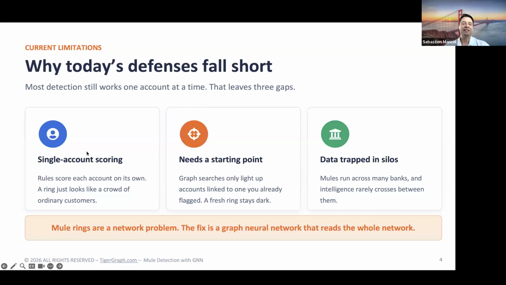The suspicion signal is not always in one account. It is in the relationships between accounts, transactions, devices, and behaviors. And that is where graph neural networks come in. A GNN does not just evaluate one account in isolation. It learns from the broader network structure. It can detect suspicious patterns even when individual accounts look normal.